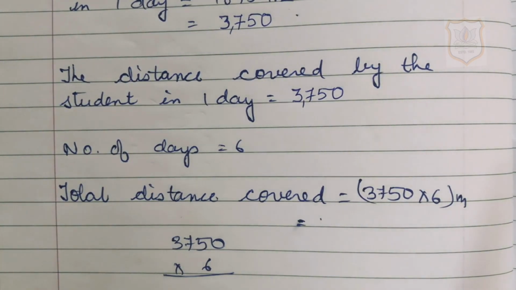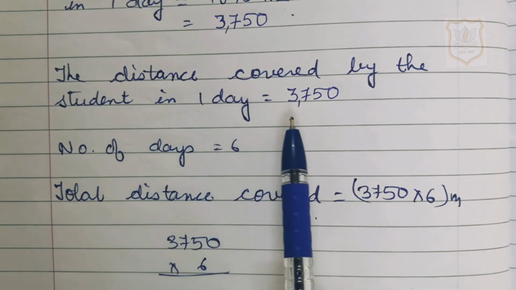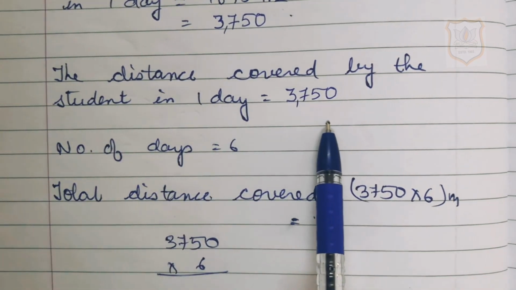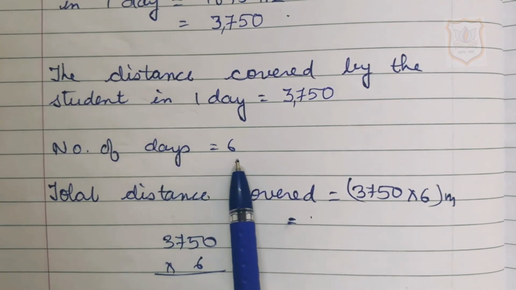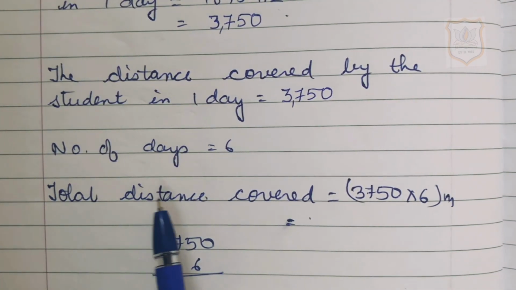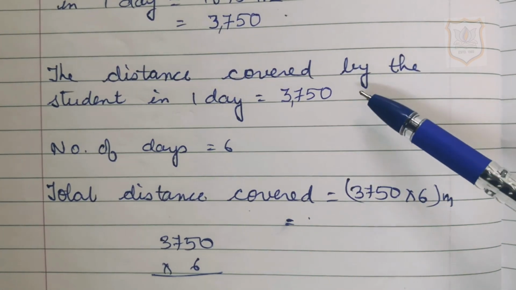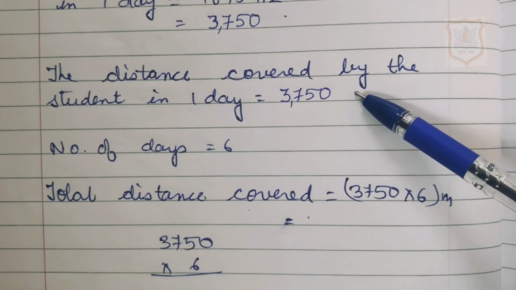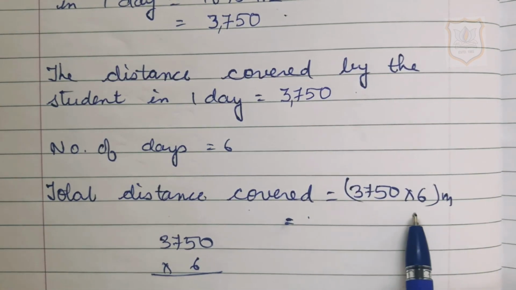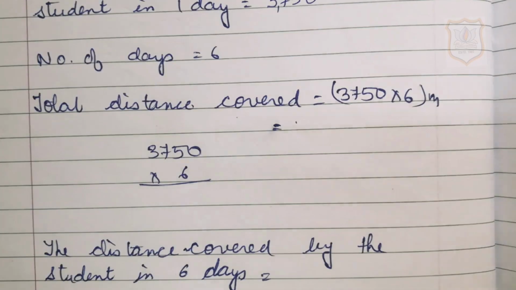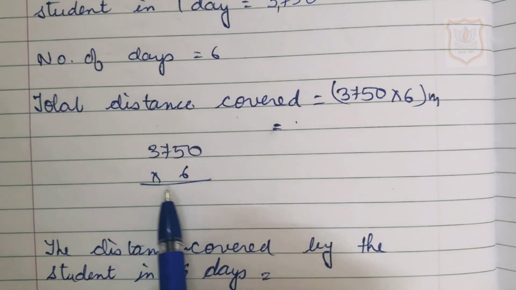Now students, as we have calculated that the distance covered by the student in one day is 3750 and the number of days given in this question was 6. Now we have to find the total distance covered by the student in 6 days, and to find that we will multiply this 3750 by 6. So here we will write 3750 multiplied by 6.